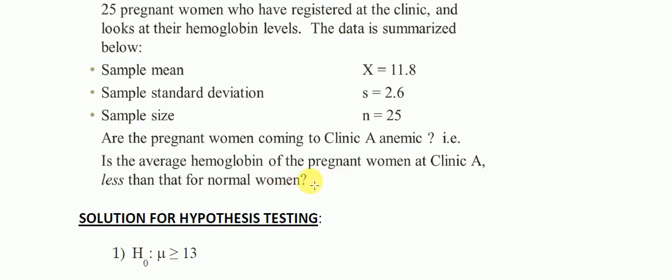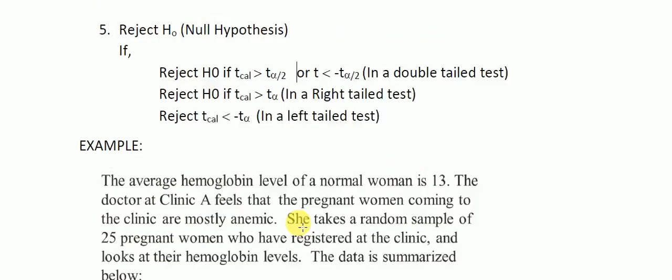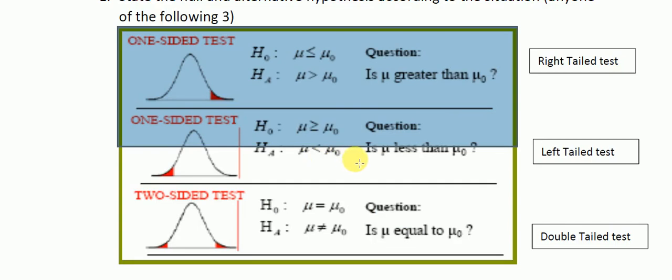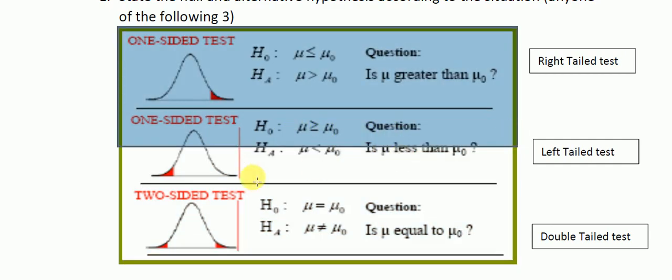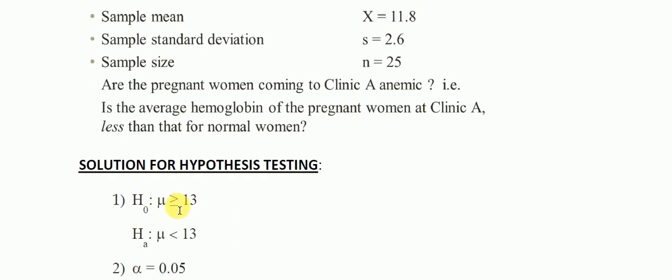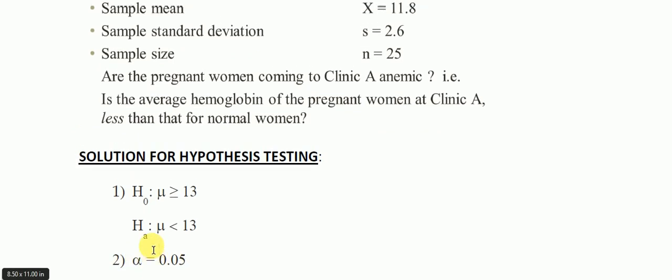Let's see which type of null and alternative hypothesis we are going to make over here. We had these three types. Is mu less than mu naught? So this is the type of hypothesis that we are going to use over here. This one, which is a left-tailed t-test. Then what will be the null hypothesis? Mu is greater than or equal to mu naught, and the alternative hypothesis is mu is less than mu naught. So let's see over here, have we made the same? Yes. Null hypothesis mu is greater than or equal to 13, alternative hypothesis mu is less than 13, and alpha, which is the level of significance, is 0.05.